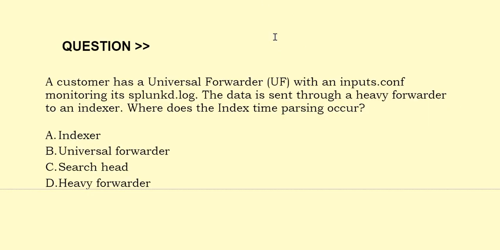A customer has a universal forwarder (UF) with an inputs.conf monitoring its splunkd.log. The data is sent through a heavy forwarder to an indexer. Where does the indexer time parsing occur? Option A, indexer. Option B, universal forwarder. Option C, search head. Option D, heavy forwarder.